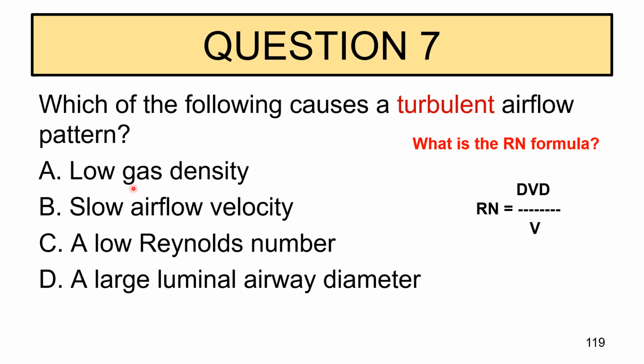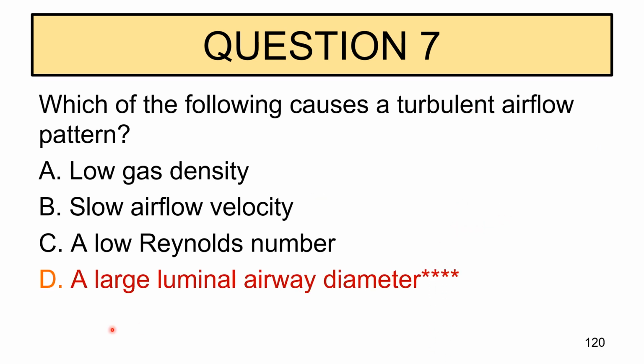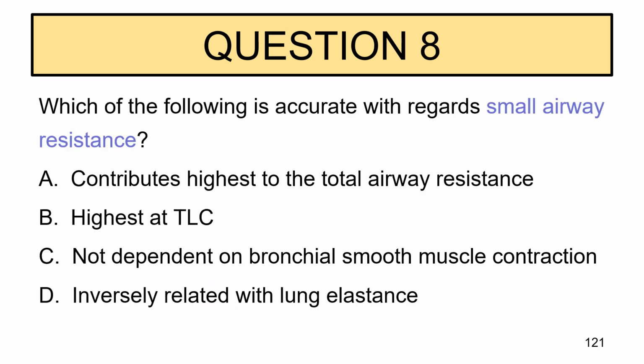So low gas density, that's false. The lower the density, the lower the Reynolds number. We want a high Reynolds number because we're talking about turbulent flow. Slow airflow velocity, again, that is false. Low Reynolds number, again, we want a high Reynolds number. A large luminal airway diameter: if the diameter goes up, the Reynolds number will go up, and that is the correct answer. So for number 7, a large luminal airway diameter is the correct answer.